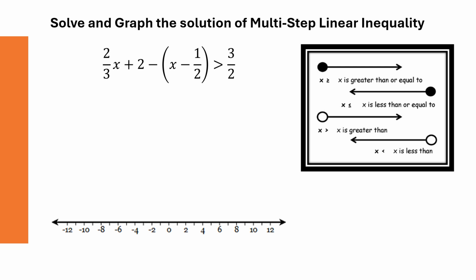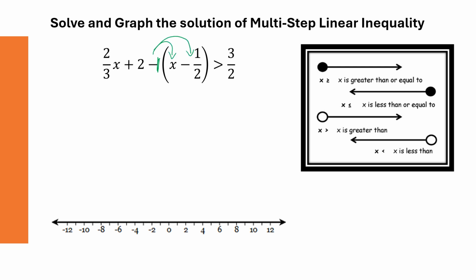To solve this multi-step linear inequality, the first thing we have to do is to remove the parentheses by distributing the negative sign in front of it. And remember, there's always an invisible 1 in front of it. So therefore, we're distributing the negative 1.